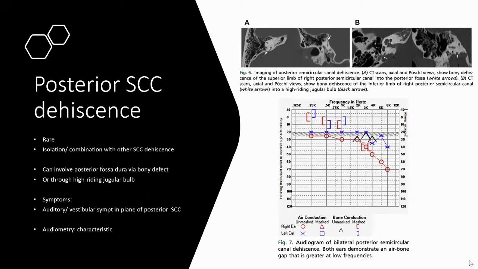So for your posterior semicircular canal dehiscence, it can involve your posterior fossa dura via this bony defect, or it can even go in through a high-riding jugular bulb. Your patients are going to complain of similar things, auditory and vestibular symptoms predominantly in the plane of the posterior semicircular canal, and you've got that characteristic audiogram that you will be able to see in the image on the right. There's also some CT scans, again showing axial and oblique views, demonstrating your bony dehiscence of that superior limb of that right posterior semicircular canal. You can see that illustrated quite nicely with the little white arrows.